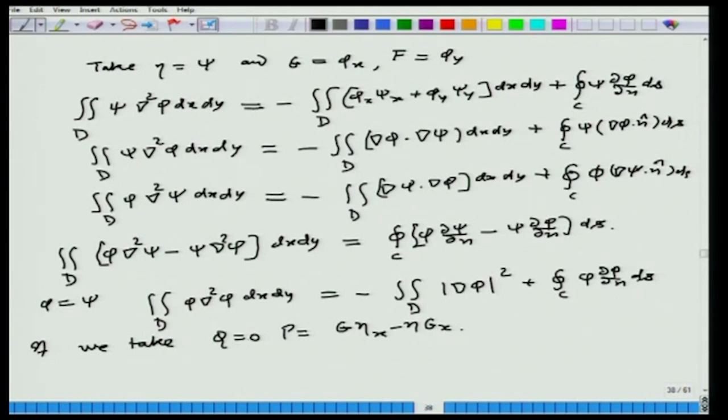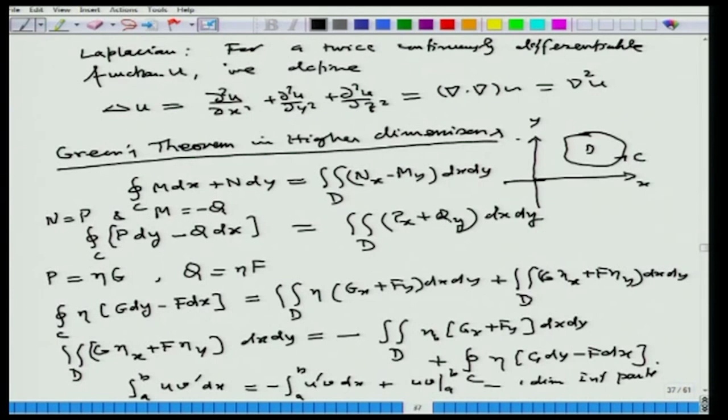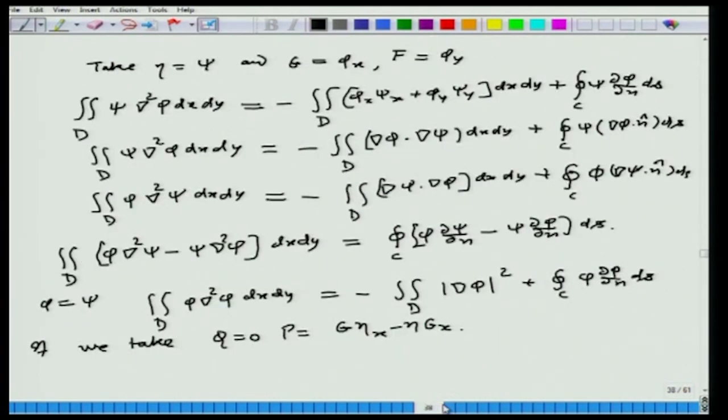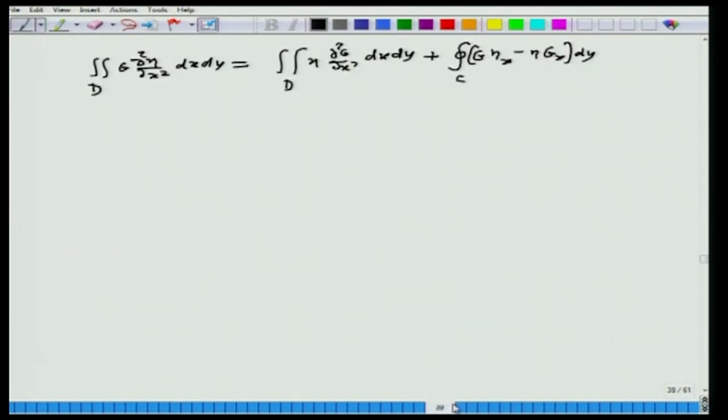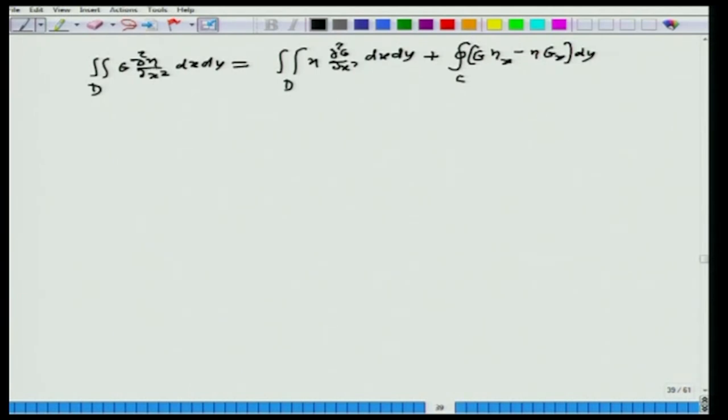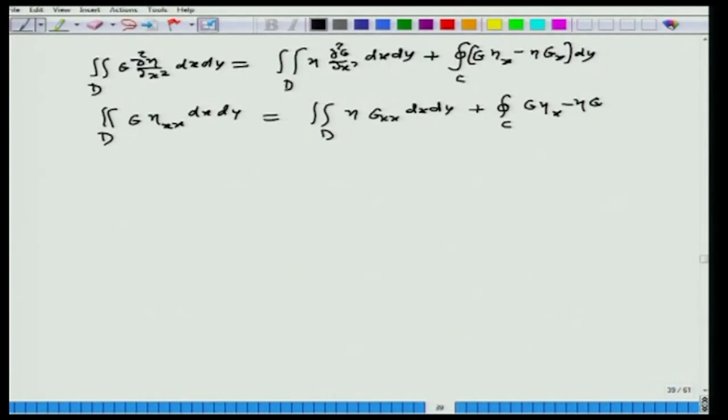So, we get only, see, we have taken q equal to 0 here. So, this term will not be there, we will have only p dy, and p is chosen like this, g eta x minus eta g x. So, we get the same thing here. This is now higher order derivative integration by parts, because now two derivatives are being shifted on g. Here this eta x x, we can write in short form, g eta x x dx dy. This is over D eta g x x dx dy plus g eta x minus eta g x dy.